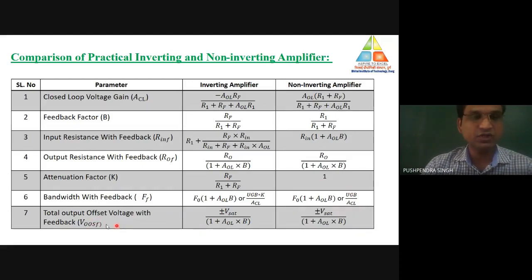And last one is total output offset voltage with feedback. In both the conditions, inverting and non-inverting, the formula is same. Positive saturation voltage plus minus saturation voltage divided by 1 plus A_OL into B. So these are the different formulas. We have derived the expression for these formulas in our last lecture. Now based on these formulas, we are going to solve the problems related to voltage shunt, which is called as inverting amplifier, and voltage series, which is a non-inverting amplifier.